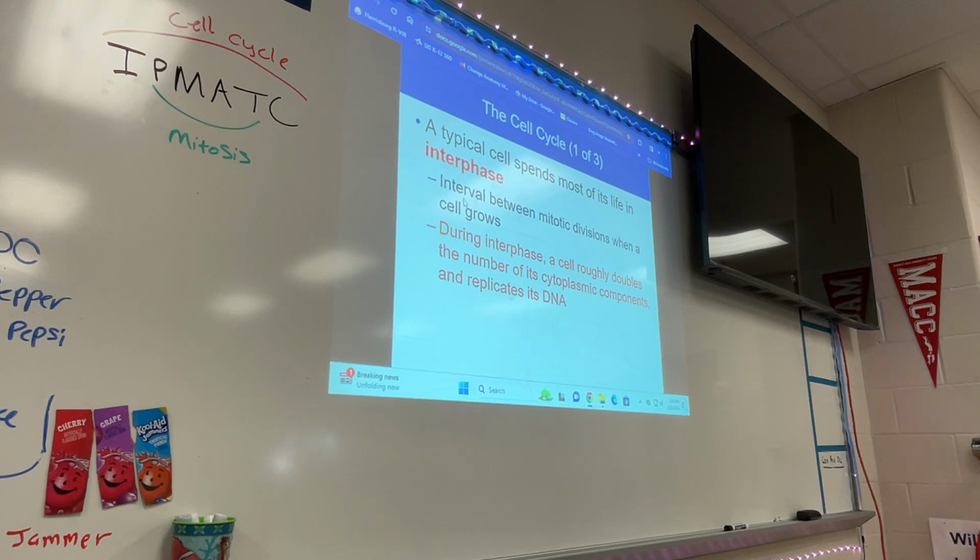So the first step is called interphase. Interphase is what the cell spends most of its life cycle in. Interphase is the very beginning, and it is when the cell is doing its cell stuff. It's the cell being a cell. If it's a skin cell, then it's being a skin cell. If it is a stomach cell, it's being a stomach cell. If it is a kidney cell, then it's being a kidney. It's just being a cell. That's what it is doing. So interphase is the longest because that's when it's just doing its stuff.